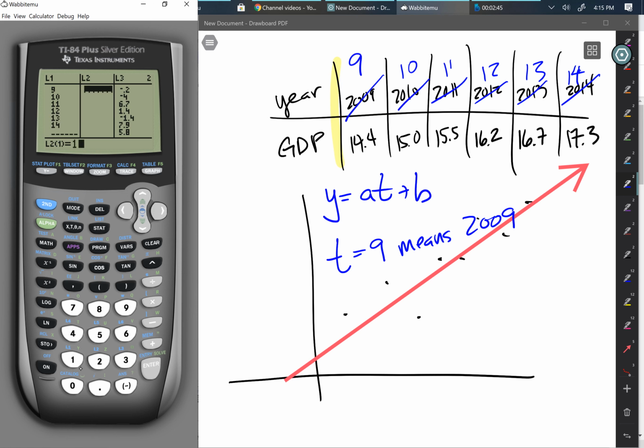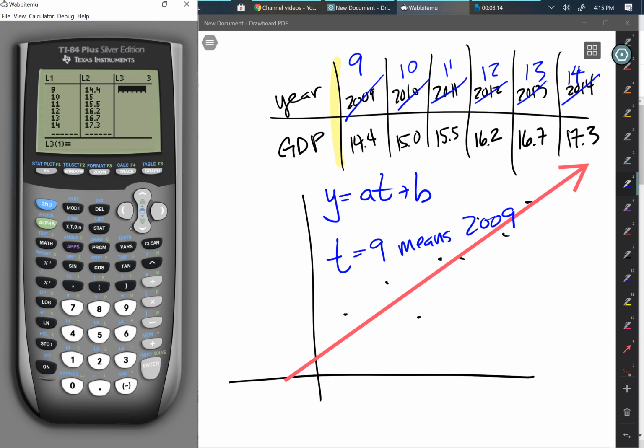List 2 is going to be that 14.4, the dependent variable value, and then 15, and then 15.5, and then 16.2, and then 16.7, and then 17.3. Okay, I don't need this. This is just some other junk left over from when I've used my calculator before. If it makes you uncomfortable to have it there, I can clear that out for you.